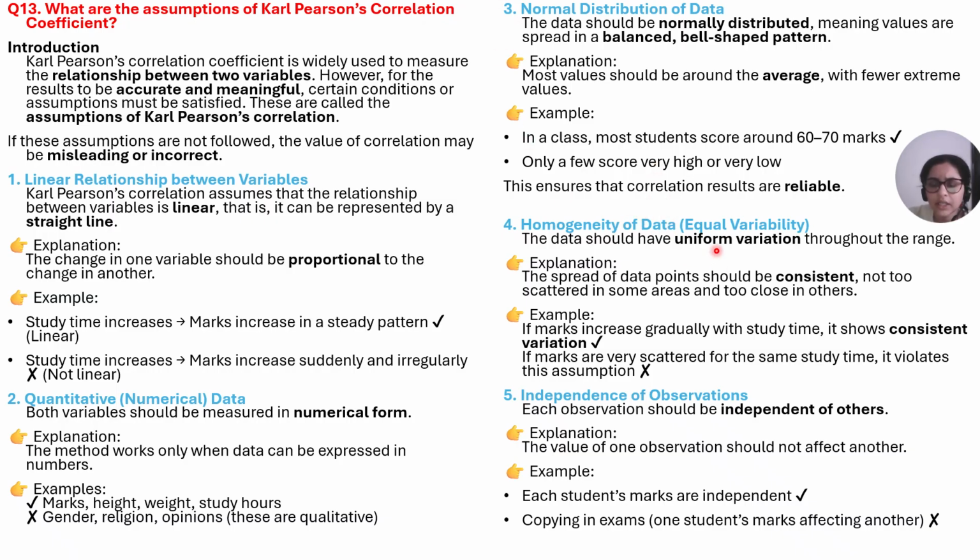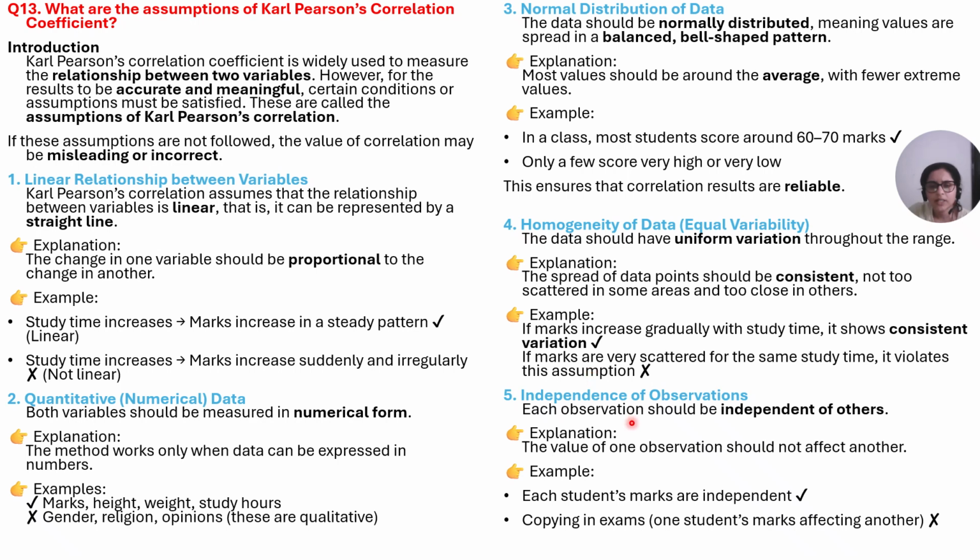Then, homogeneity of data, that is, equal variability. The data should have uniform variation throughout the range. That means in the spread of data points, there should be consistency, not too scattered and not too close to the others. For example, if the marks increase gradually with study time, it shows consistent variation. If the marks are scattered, sometimes high, sometimes low, it will violate this assumption.